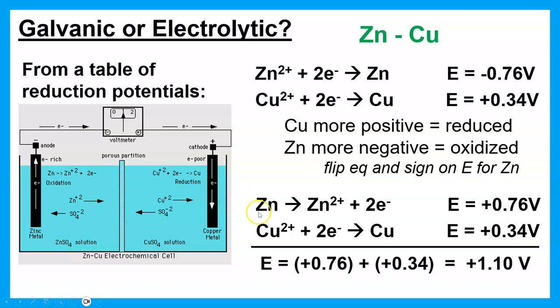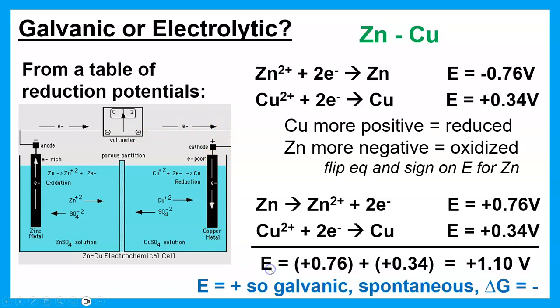And now I have neutral zinc turning into ions, and ions of copper turning into neutral copper. I see that I would have a positive cell potential. That means it's spontaneous. So if I were to run my cell like this, with zinc as my anode and copper as my cathode, this would be spontaneous.